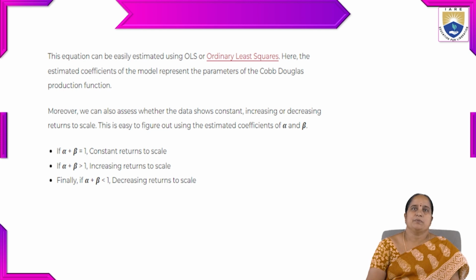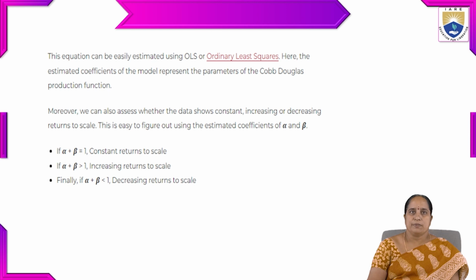This equation can be easily estimated using ordinary least squares. Here the estimated coefficients of the model represent the parameters of the Cobb-Douglas production function. We can also assess whether the data shows constant, increasing, or decreasing returns to scale. This is easy to find out using the estimated coefficients of alpha and beta.